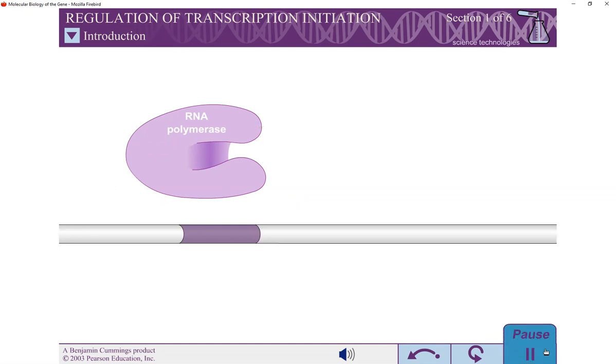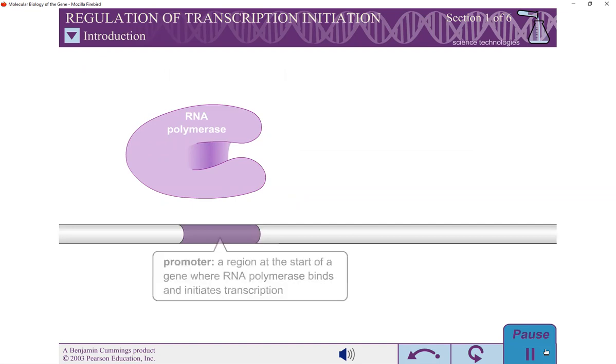Transcription initiation begins when RNA polymerase binds to a region at the start of the target gene called a promoter. Now, it is from here that transcription initiation is going to begin. The RNA polymerase is going to bind to a specific site over the DNA, and this specific site is commonly referred to as the promoter sequence. A region at the start of a gene where RNA polymerase binds and initiates the process of transcription is referred to as the promoter region. So, promoter is just a region at the start of the gene where the RNA polymerase molecule is going to bind, and then it is going to initiate the process of transcription.